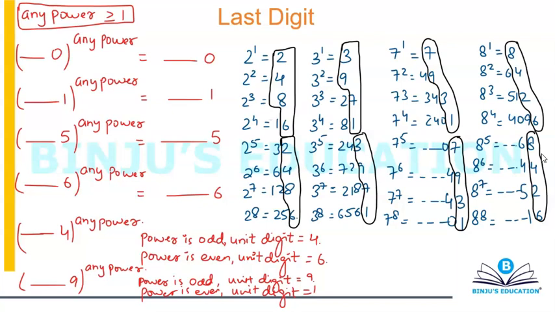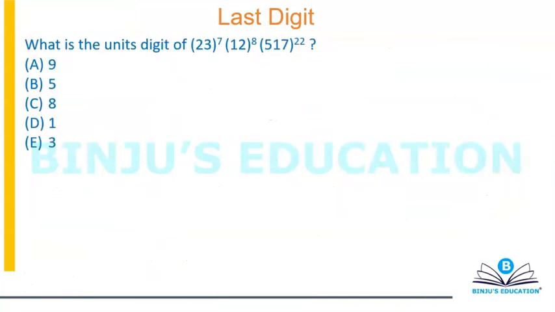For 2, the unit digits are 2, 4, 8, 6. For 3, it's 3, 9, 7, 1. For 7, 7, 9, 3, 1. For 8, 8, 4, 2 and 6. Now the only question is how do we use them while solving the question? Alright. So let's jump to some questions. Let's see how we can solve them.